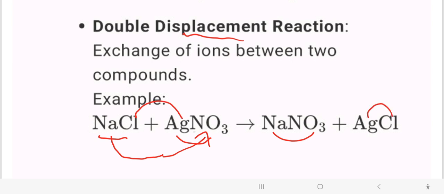So both the compounds are getting displaced. In the previous one only sulfate got displaced and it got combined with zinc, is it not? Now you can observe both the things. Chlorine got displaced from NaCl and NO3 got displaced from silver nitrate, and these resultant materials are formed. So this is the example for the double displacement reaction.